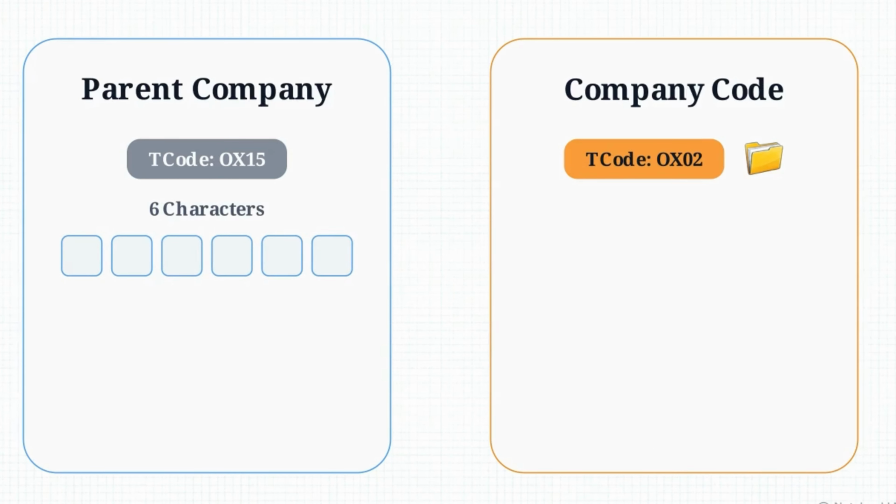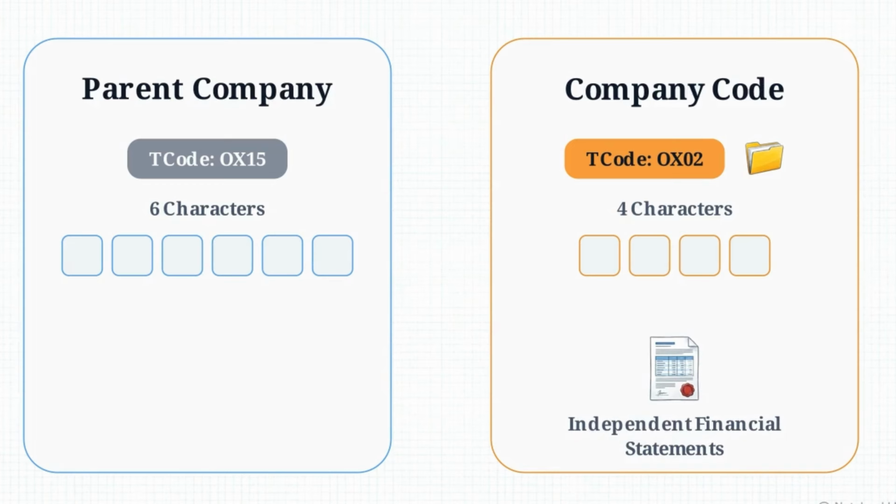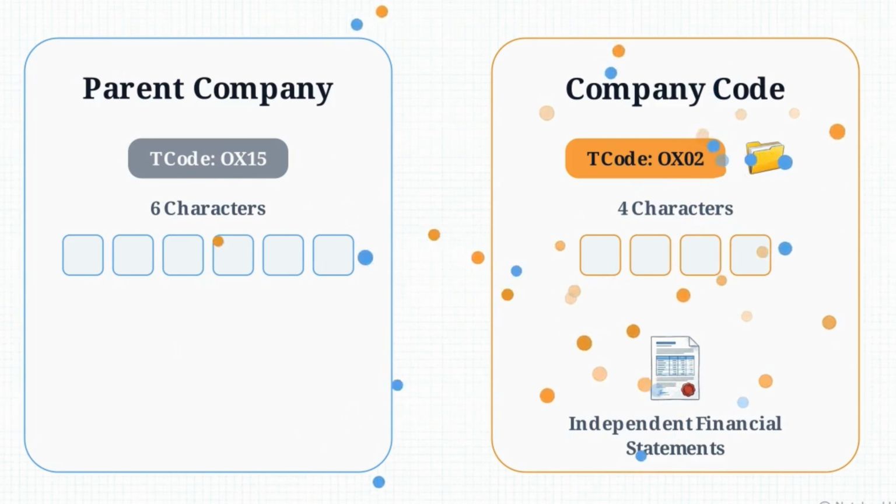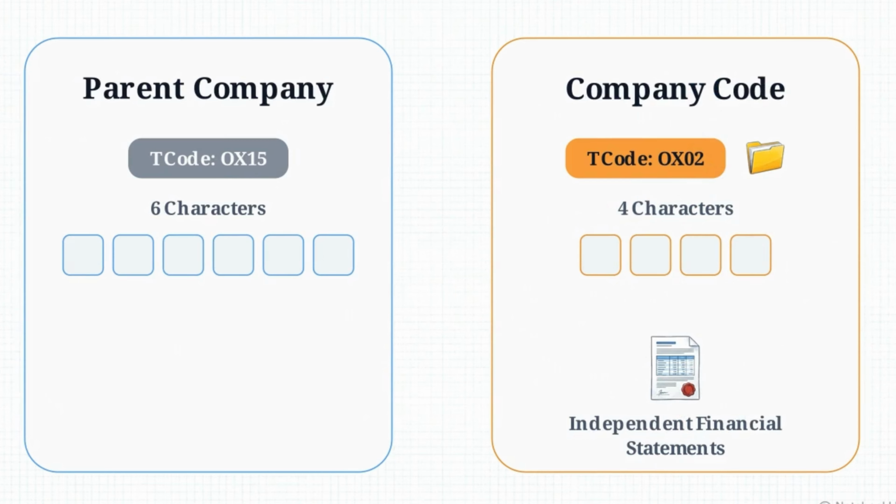While the parent company uses 6 characters to run group consolidation, the company code is strictly limited to 4 characters. This entity generates independent financial statements, including its balance sheet. Every single financial transaction posted in SAP FI must belong to one of these specific 4-character company codes.